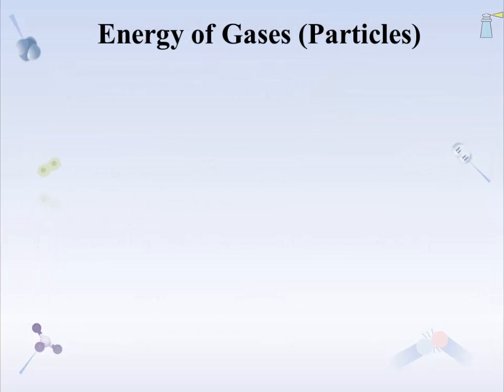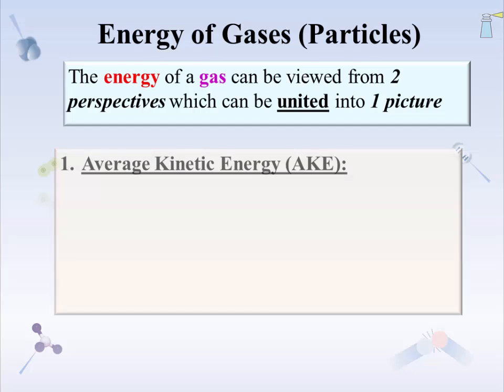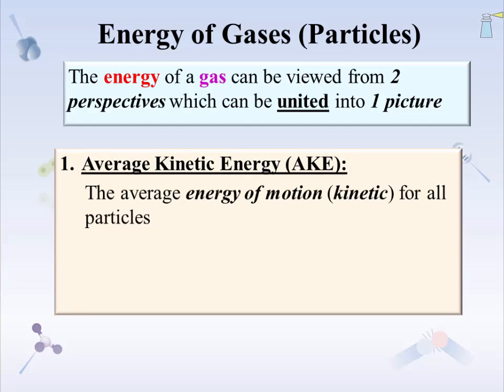As mentioned earlier, energy is a useful viewpoint for the study of gas. The energy of a gas can be viewed from two perspectives, and they give insight to different aspects of gas behavior, but can be united into one picture. The first perspective is using kinetic energy, or average kinetic energy, AKE. It is the average energy of motion of all particles. The term kinetic means motion.